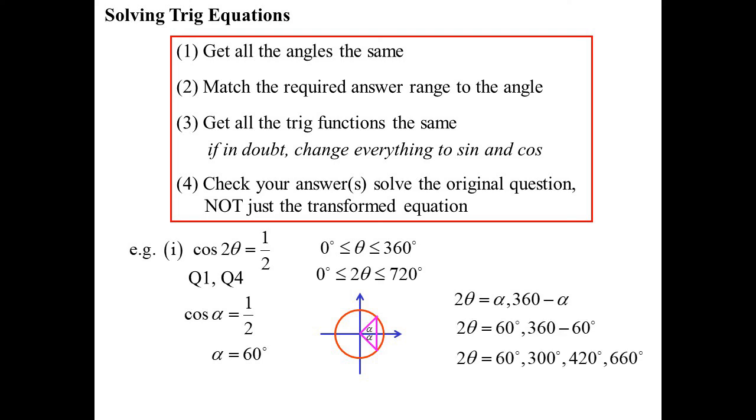So 2 theta is 60 and 360 minus 60, in other words 60 and 300, but I'm going around the circle twice, so I add 360 to both of those answers. Now those answers are for 2 theta, we want to find theta, so we divide everything by 2, and because we've gone around the circle twice, when we divide by 2, all of our answers end up between 0 and 360. And so we get 4 answers for that particular one.